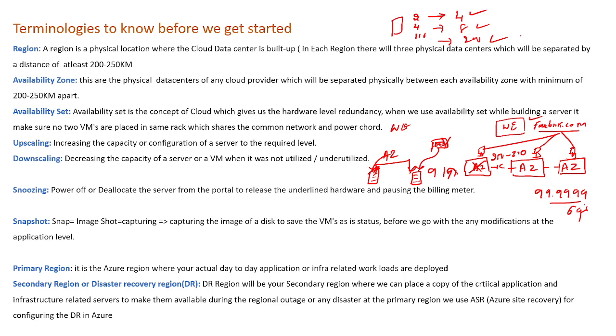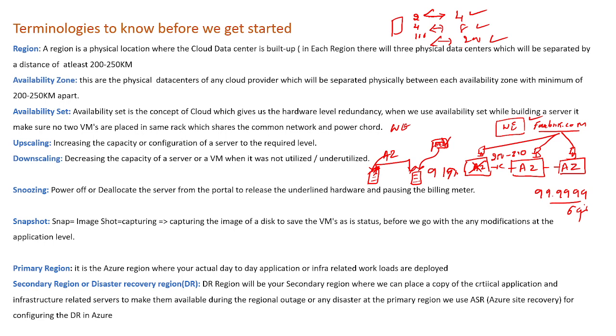Okay, downscaling means the other way around. You already have 4 CPU, but the computer is not utilizing it, with only almost 40-50% utilization. So to save cost, you reduce to 2, reduce to 4, reduce to 100. That is called downscaling.